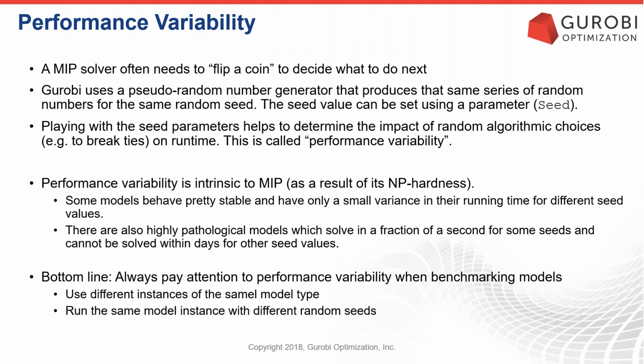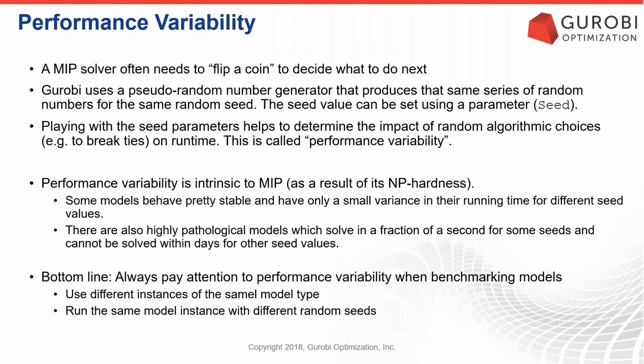So playing with this seed parameter helps you because you can find out how much these random algorithmic choices influence your runtime. And this is something that is called performance variability. So the same model on the same machine with different random seed values can take very different values for the runtime. And it's normal. So this is something that you should always expect, especially for MIP models.